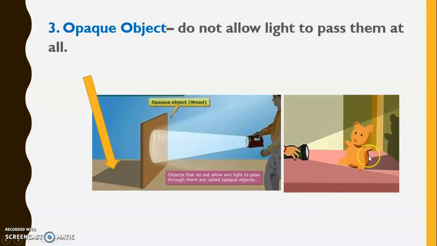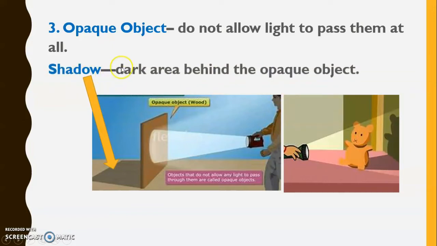Then another one, a doll. When you put the light on the doll, you cannot see light at the back, but instead you can see the shadow. A shadow is a dark area behind the opaque object. So this is the shadow of this doll. And this one also is the shadow of this wood. This is the dark area behind the opaque object.